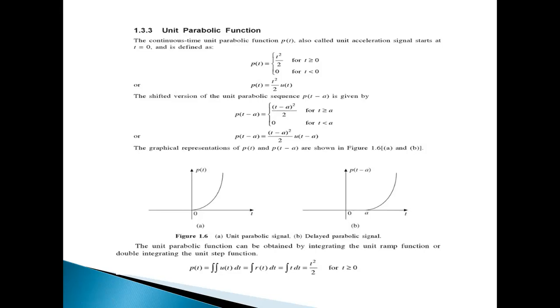The continuous-time unit parabolic function p of t, also called the unit acceleration signal, starts at t equal to 0 and is defined as p of t equal to t square by 2 for t greater than or equal to 0, and 0 for t less than 0. The relation between the step and the parabolic is p of t equal to t square by 2 mu of t.